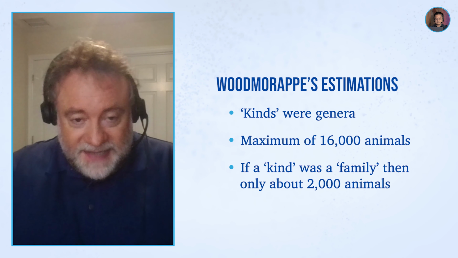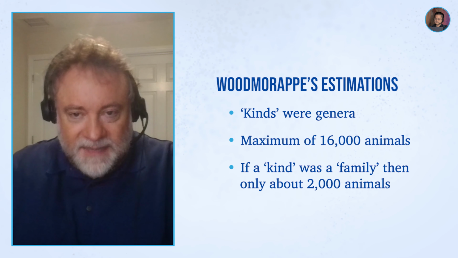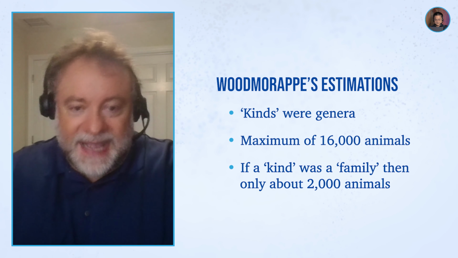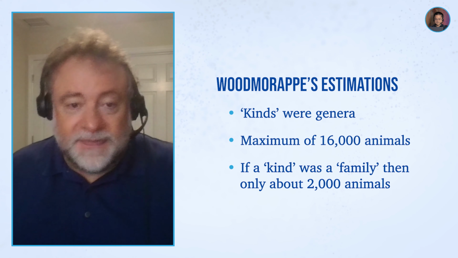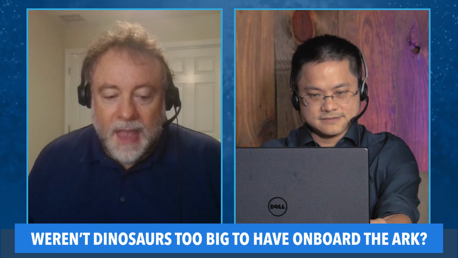In fact, John Woodmorappe was generous. He assumed that the kind was a genus, in which case he calculated about 16,000 animals max would be on board. If the kind was about a family, probably about 2,000 animals max were on board. So 2,000 to 16,000 animals, and that's all. Okay. So what about dinosaurs? Aren't they too big to have them on board the ark?